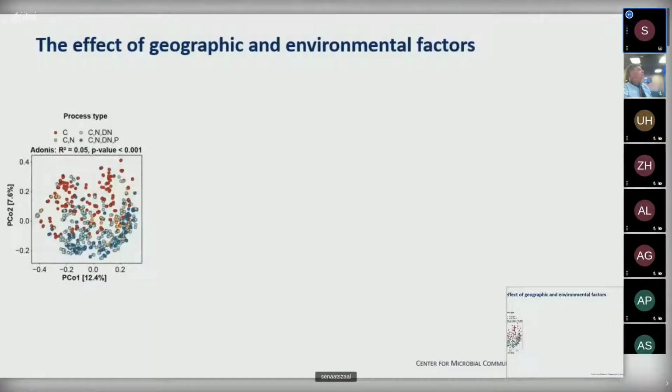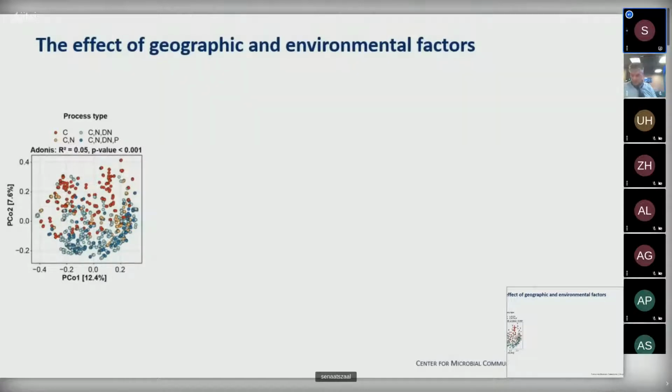So one of the really nice things that our data can be used for is to study the effect of geography and environmental factors on the community composition in wastewater treatment plants. And what you see here is a principal coordinate plot where different spots are different samples, and the distance that they are apart from each other says how different they are.